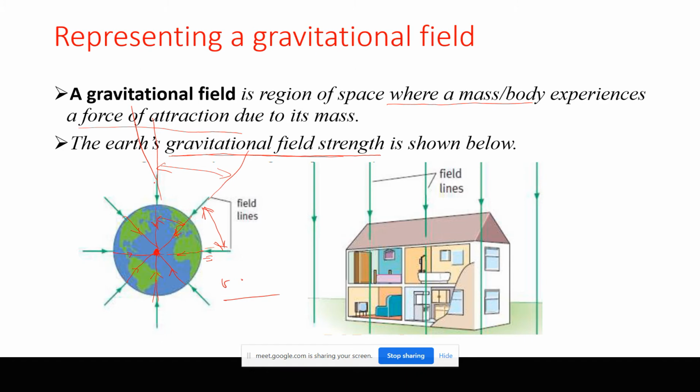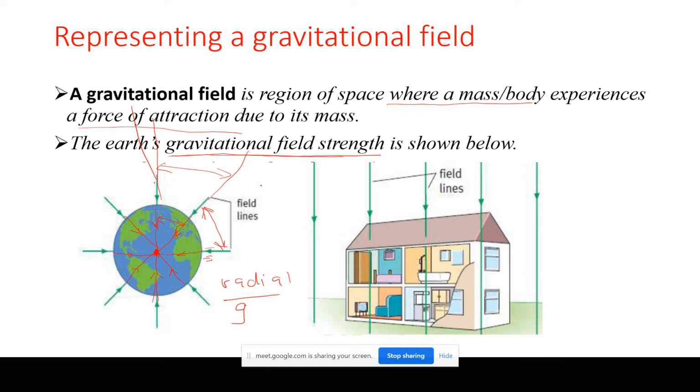So the field lines are said to be radial. It's like they radiate, but they radiate towards the center. That means close to the center of the Earth, the gravitational field strength, which we shall later on represent by the letter g, which you normally call acceleration due to gravity, we shall later call gravitational field strength. It appears as if the field is stronger closer to the center than as you move away from the Earth's surface. I think this makes sense.